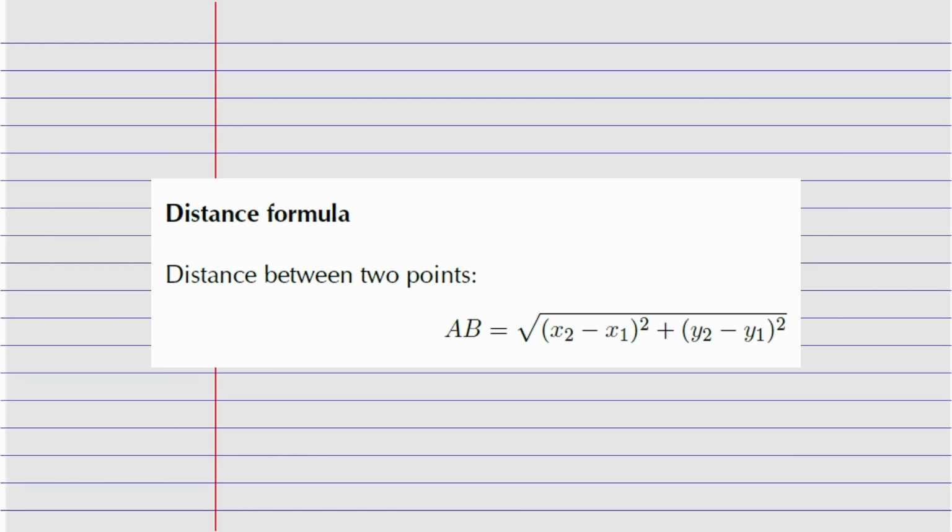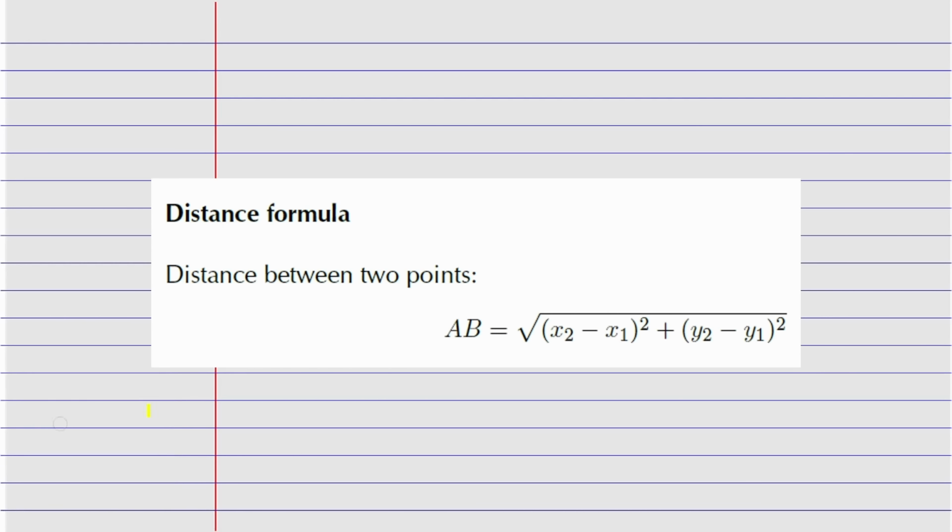So the first thing that we're going to discuss is the distance formula. The distance between 2 points, which in our case, from the formula is AB, is going to be the square root of x2 minus x1 all squared, plus y2 minus y1, all squared.